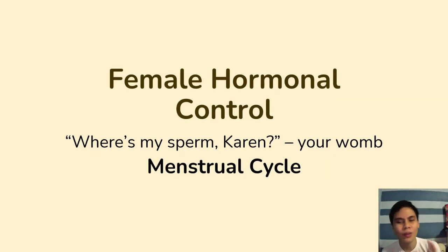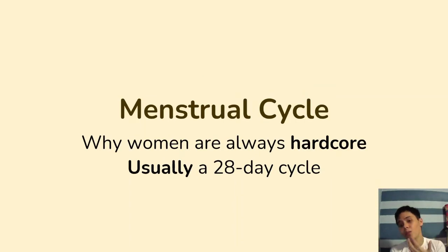Next, for female hormonal control, we have the menstrual cycle. Your womb, girls, is basically constantly asking, where's the sperm? Where is the sperm that will meet the egg? Where is it? Once it meets and forms the embryo, then it gets to work, but without it, it throws a temper tantrum. All right? So without the fertilization, the menstrual cycle occurs. It's just a very bloody cycle.